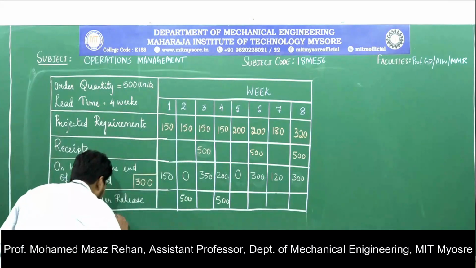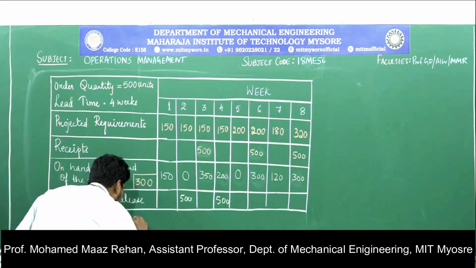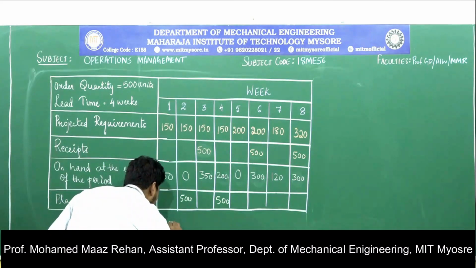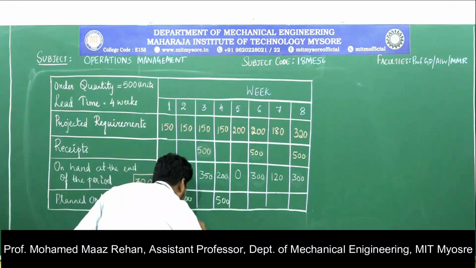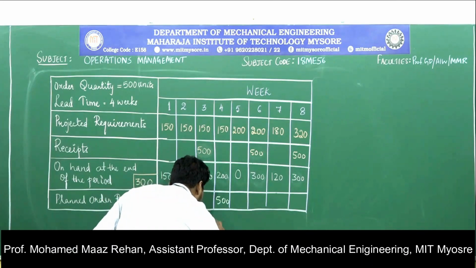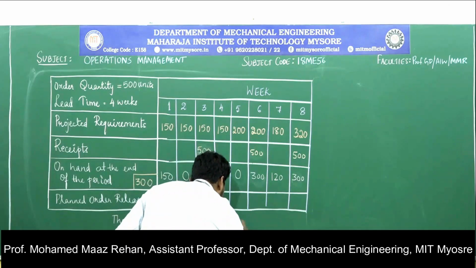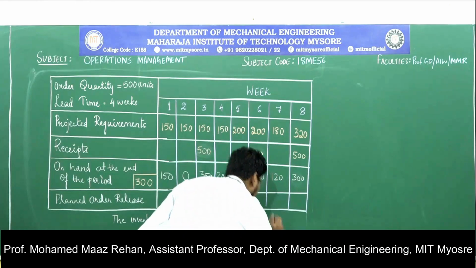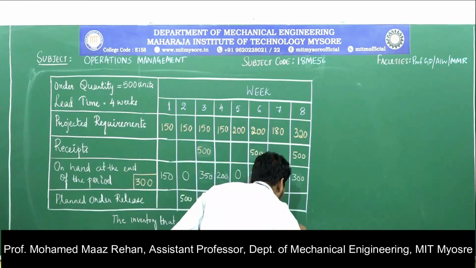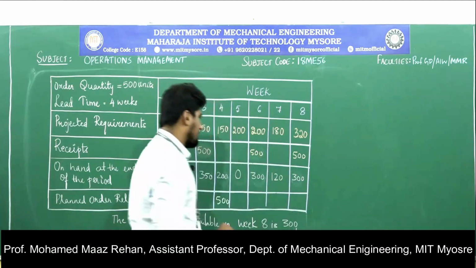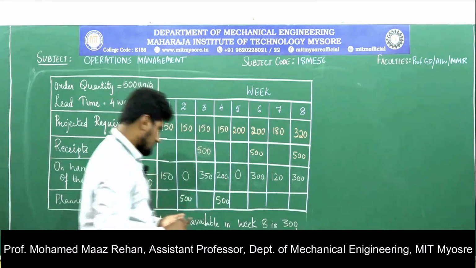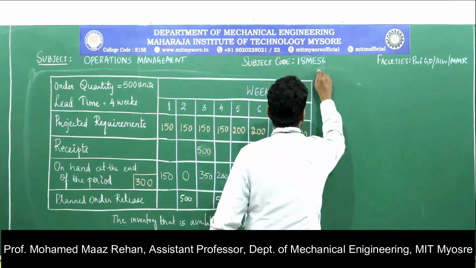So how can you write it? The inventory that is available in week 8 is 300 units. This is how you need to solve the problem. Okay, moving further.